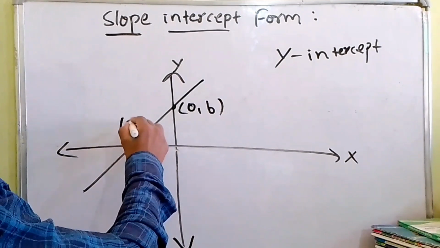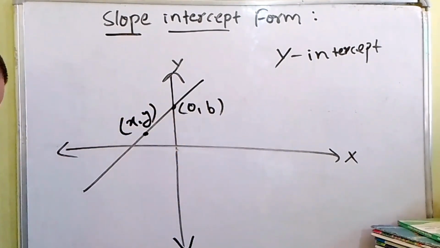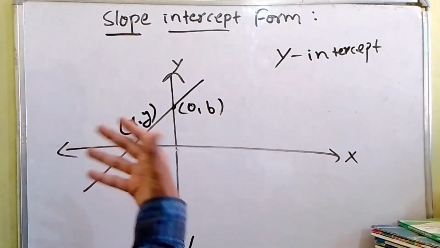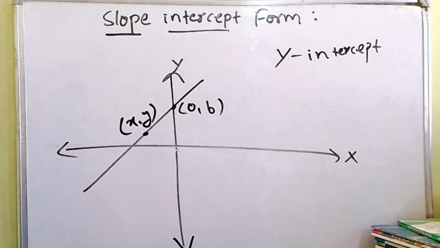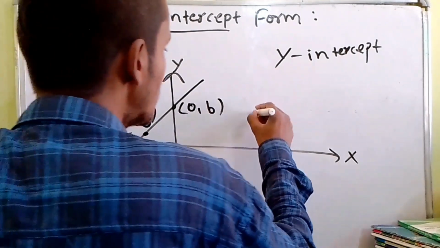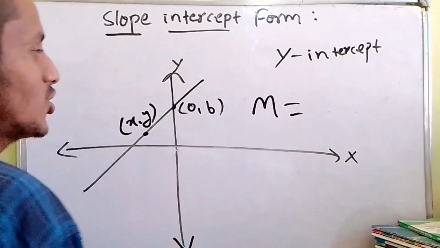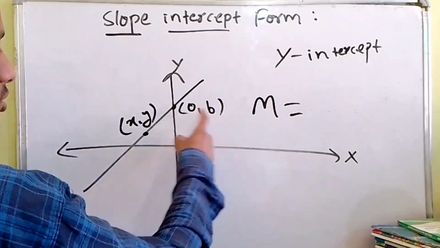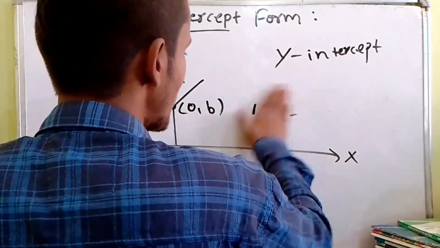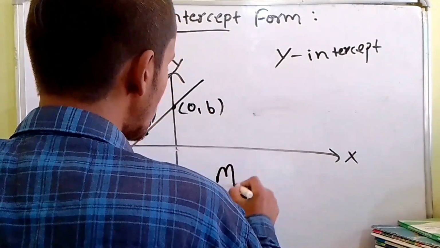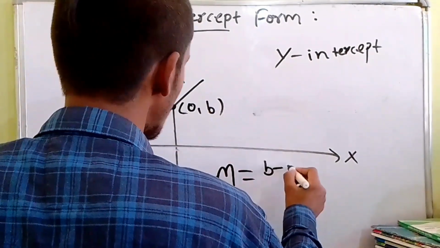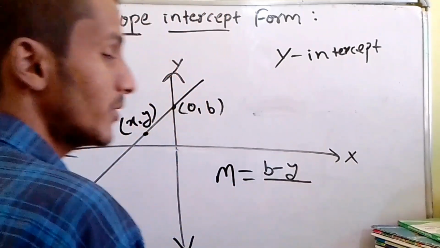Suppose the point is (x, y). I use variables because this should be true for any point on the straight line. I'm deriving it, making it a generalization. That's why I'm using algebra. Now let's compute the slope, which is here. It'll be change in y divided by change in x. What is the change in y? It should be b minus y. So the slope here will be b minus y as the change in y. What will be the change in x?